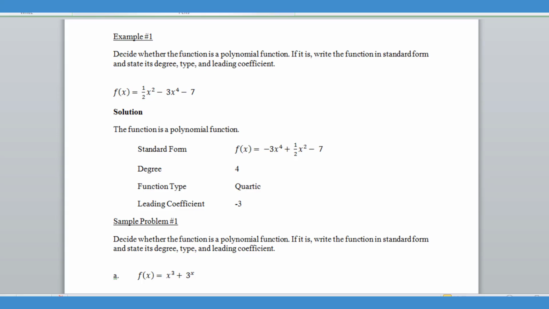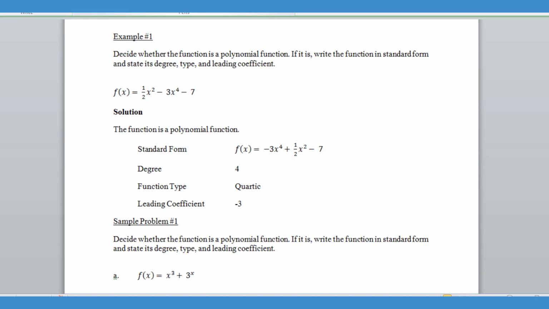So we'll start this video taking a look at an example of polynomial functions. In these problems, we're going to be asking you to identify whether you're dealing with a polynomial function, put it in standard form, and then identify a number of the parts.